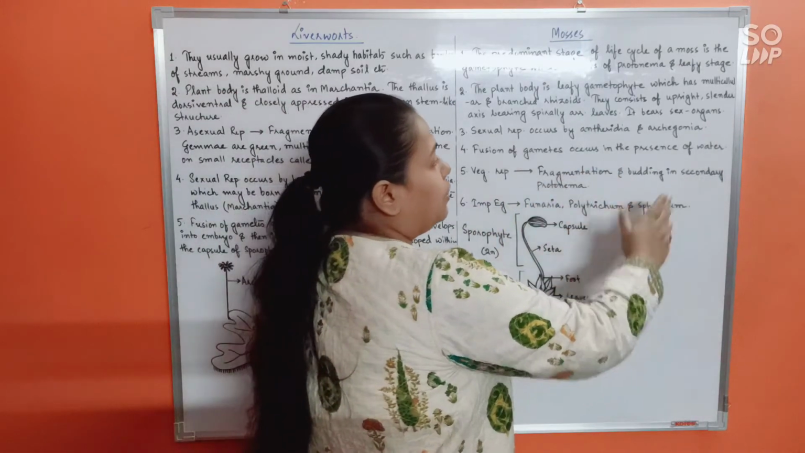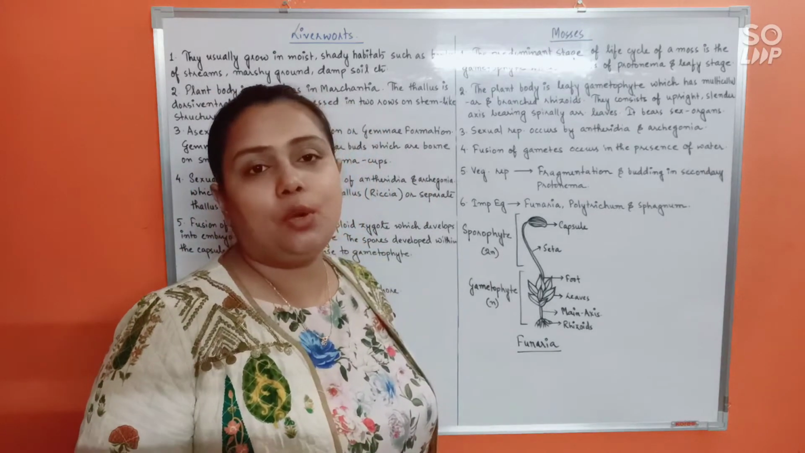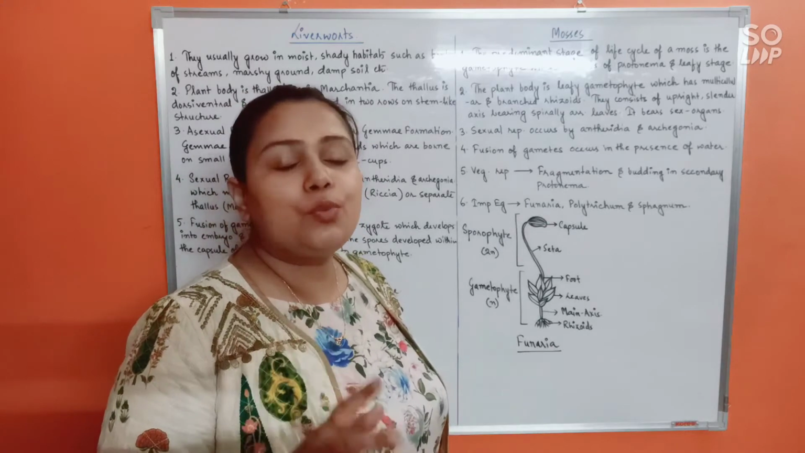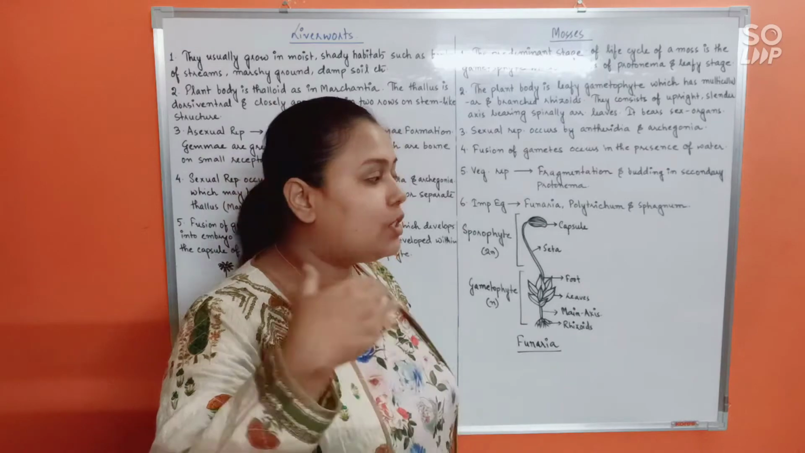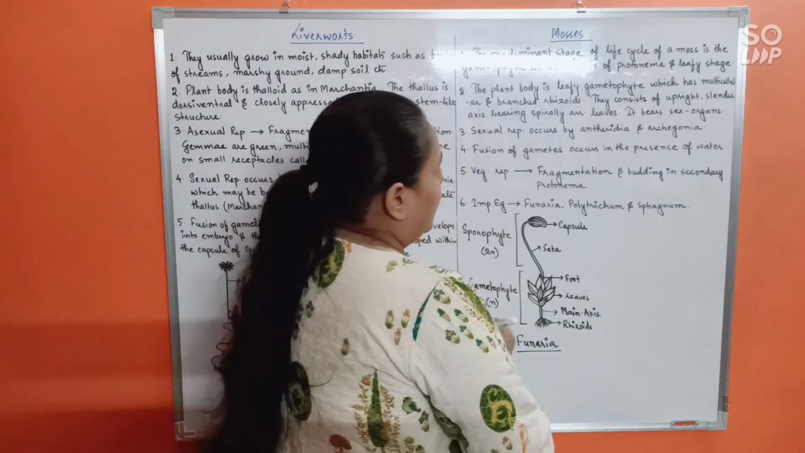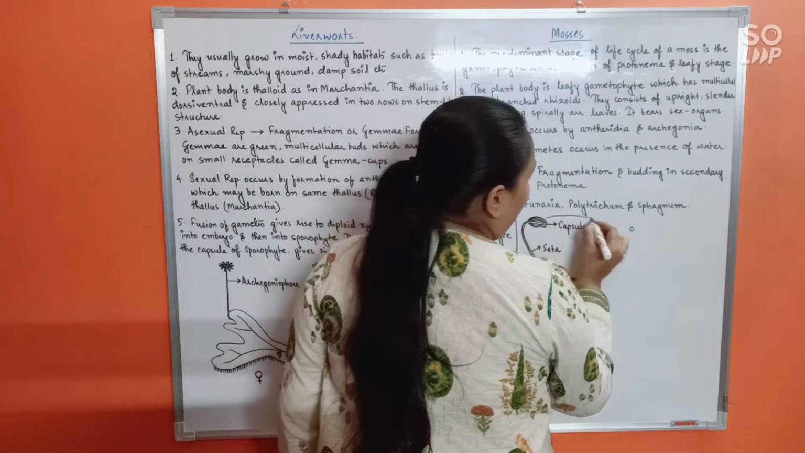Fusion of gametes occurs in the presence of water, and that will give rise to the zygote, and then embryo, and then foot, seta and capsule, and eventually the spores will be generated inside the capsule. Now, those spores, once they are liberated, what will be happening, you see? Suppose this is the spore, which has been released from the capsule.